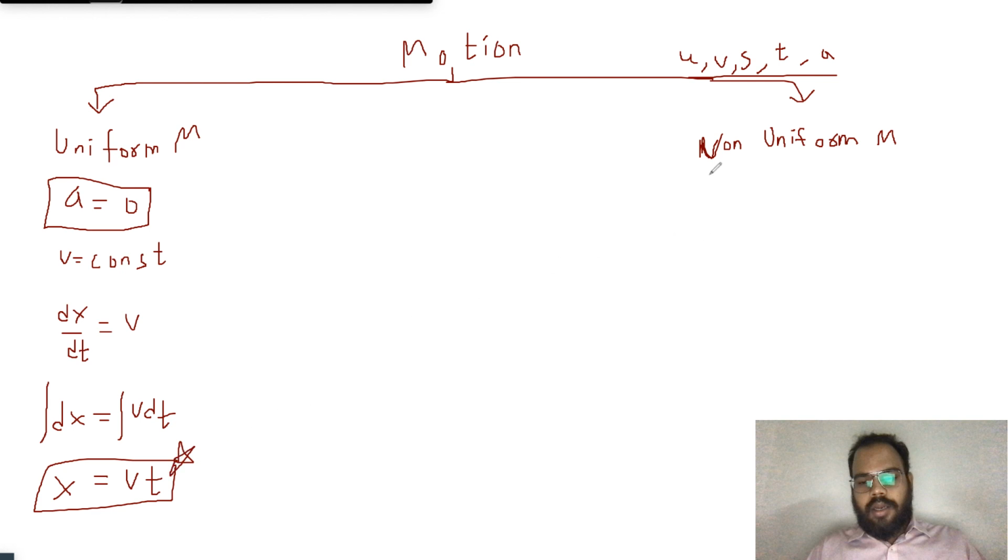Now moving on to the next type. In uniform motion you will have only one formula, that is displacement is equal to velocity into time. I will move on to non-uniform motion. In non-uniform motion, you have 2 types. One is uniform accelerated motion. The vehicle is accelerating uniformly, that means acceleration is constant. Second is non-uniform acceleration. So let's start with uniform accelerated motion.